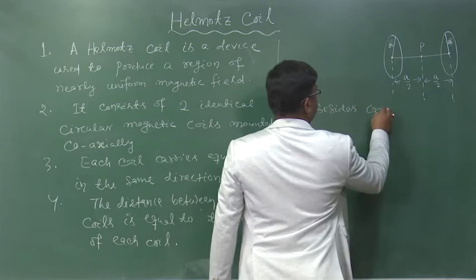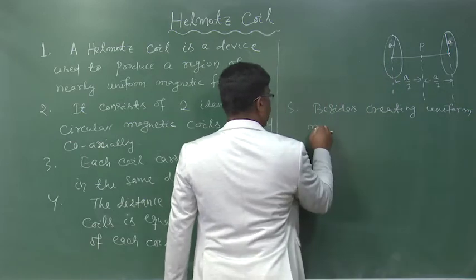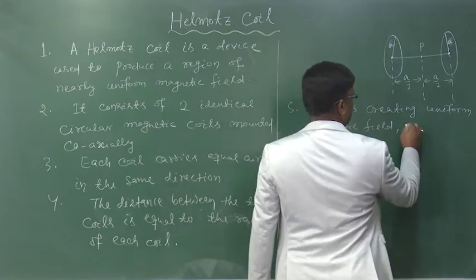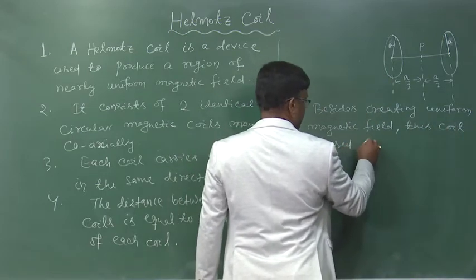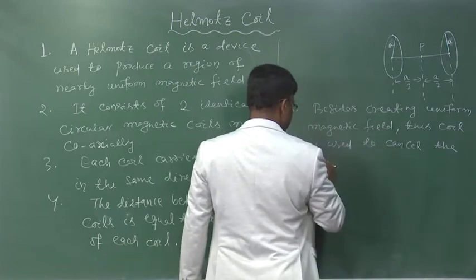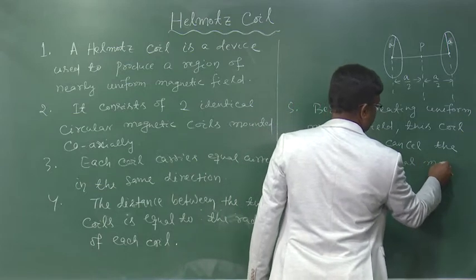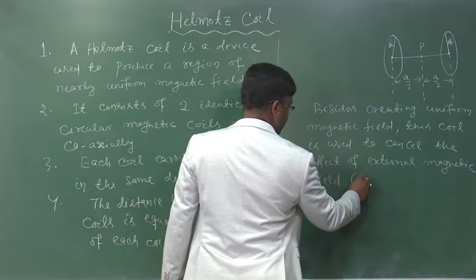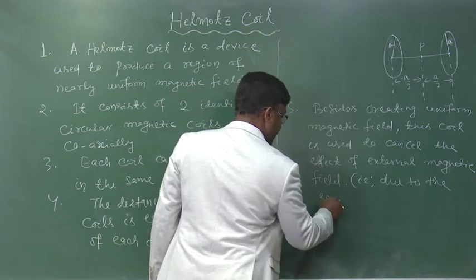Besides creating a uniform magnetic field, this coil is used to cancel the effect of the external magnetic field, that is due to the Earth's field.